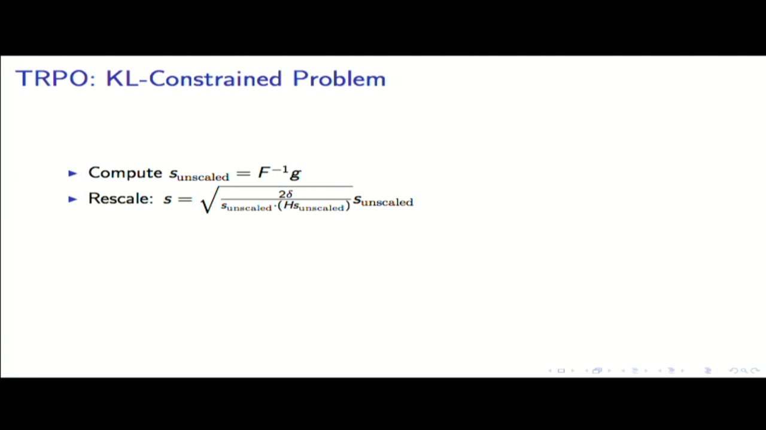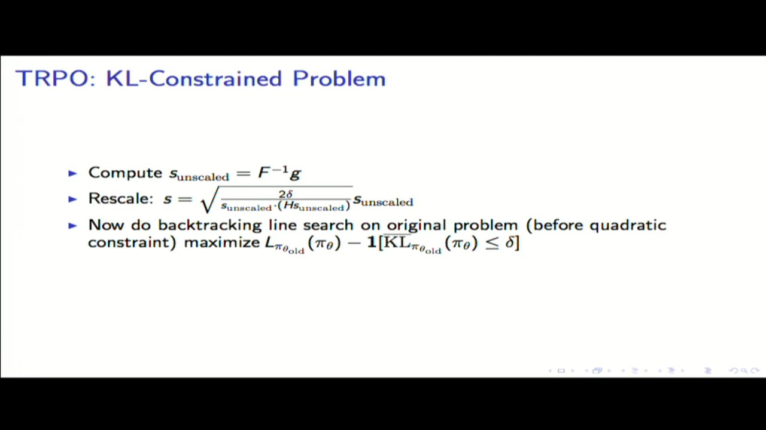Just to summarize, we compute our unscaled step, F inverse G, that should say H inverse G, and then we rescale it. Then we do a backtracking line search on the original problem to try to improve our objective subject to the constraint. Note that we made a quadratic approximation to the problem, and that might be a really bad approximation, but we use that to compute a step direction.